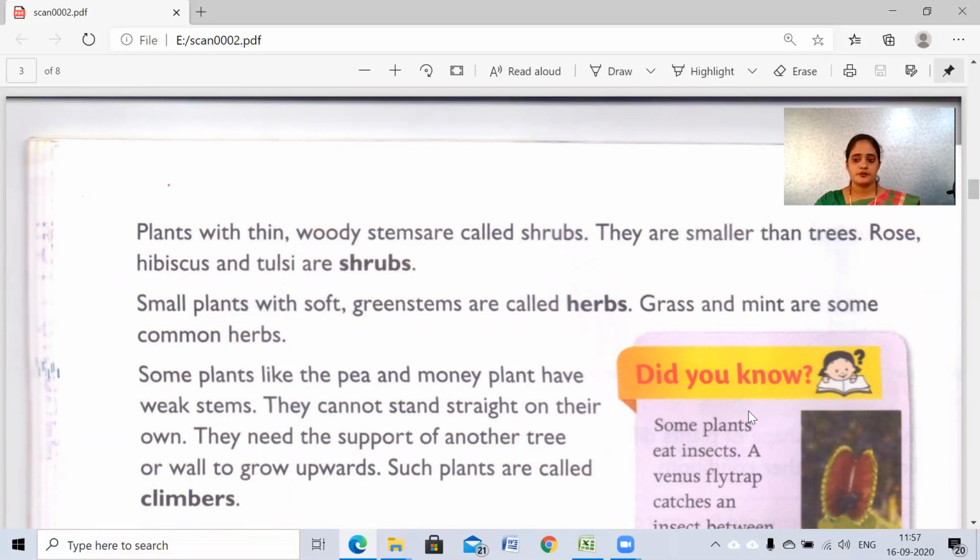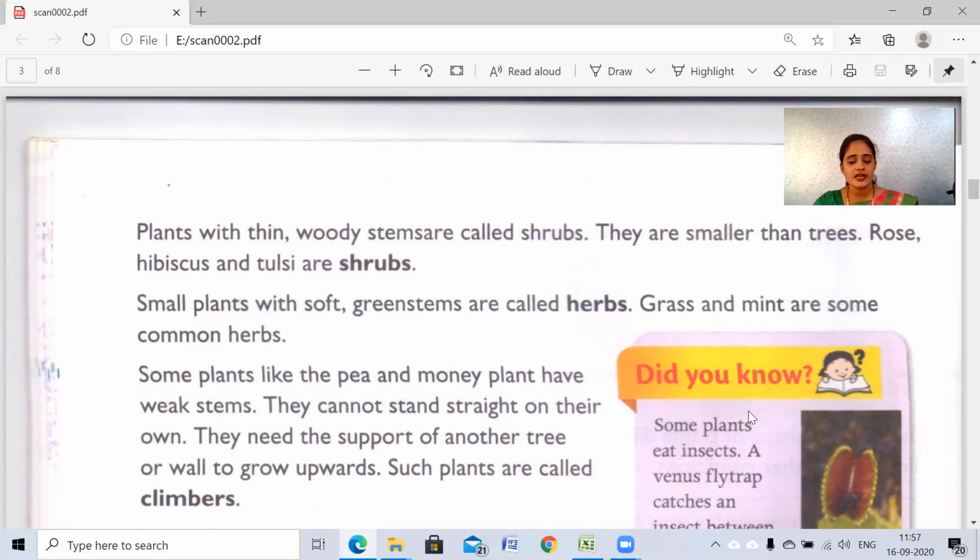Come to the shrubs. What is the main feature of this shrub? For example, we can take rose. If you see the rose, how will the rose plant look like? Here, the plant with thin woody stem, we call it as shrubs. They are smaller than trees. Very good. They are smaller than trees, but the stem is a little woody.